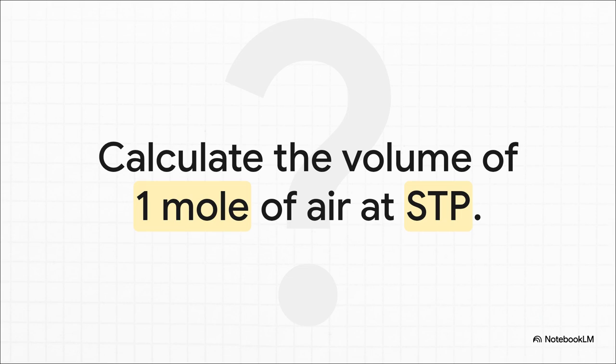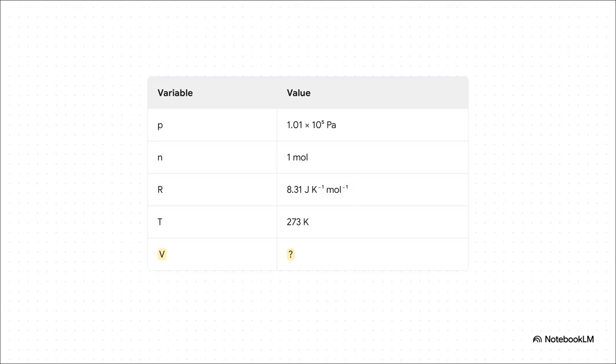We want to figure out the volume of 1 mole of any ideal gas at what we call standard temperature and pressure, or STP. We've got all the pieces we need. So first step is always to just lay out what we know. We have the pressure, P, we have the number of moles, n, we have our constant, R, and we have the temperature, T. The only thing we don't know is the volume, V. This looks like a job for PV equals nRT.